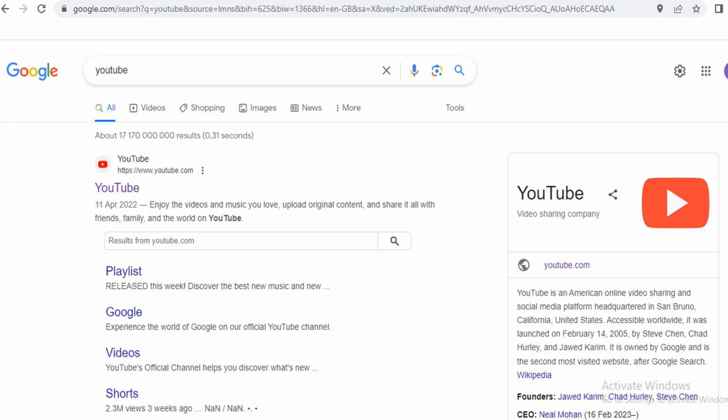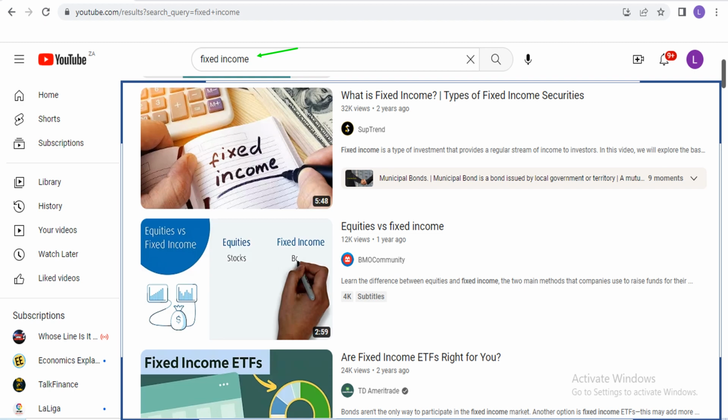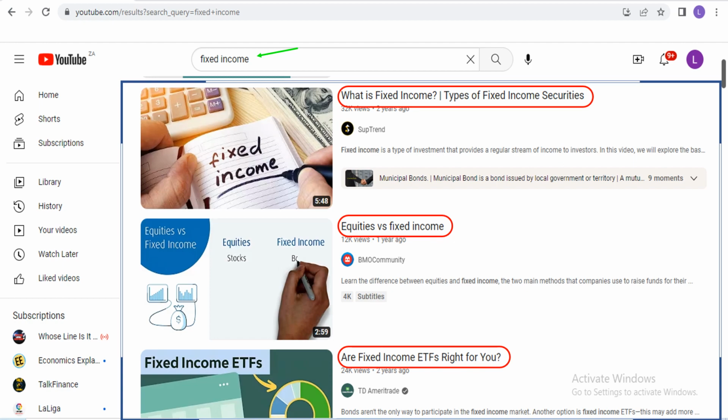Up next is YouTube and Google. Google is a hub for all these things that I'm sharing. YouTube is for visual learning. You can read about fixed income from Investopedia. If you can't understand it fully, go to YouTube, search fixed income, and listen and see its explanation. And that in itself leads you to more information.